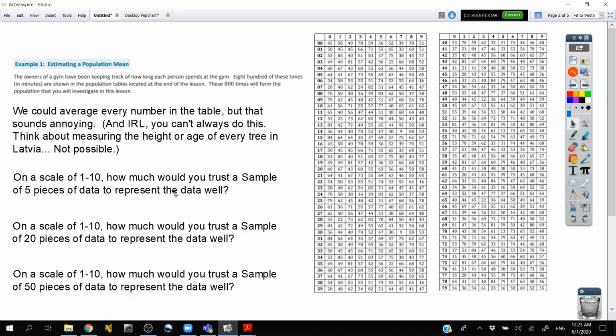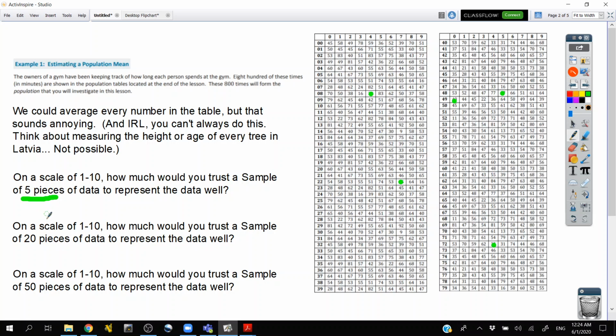So about sampling, here's my next question. On a scale of 1 to 10, how much would you trust a sample of 5 pieces of data? So if I just choose 5 random pieces, I'll choose this one and this one and this one and this one and this one. How likely is it those 5 pieces of data represent the entire population well?